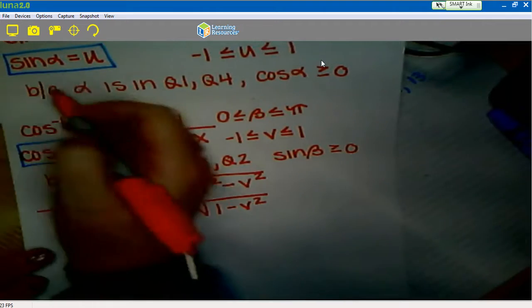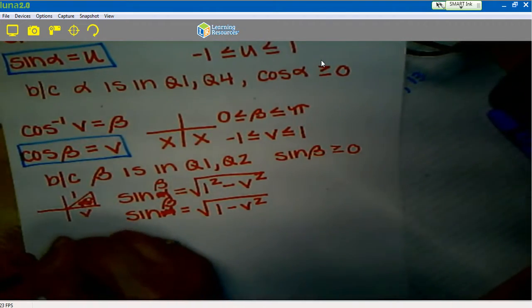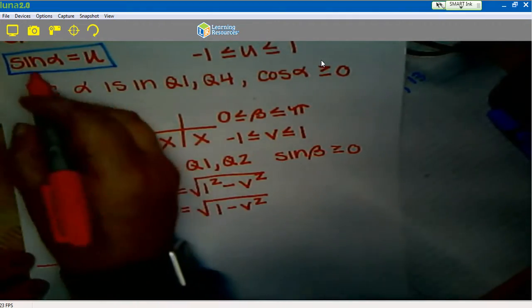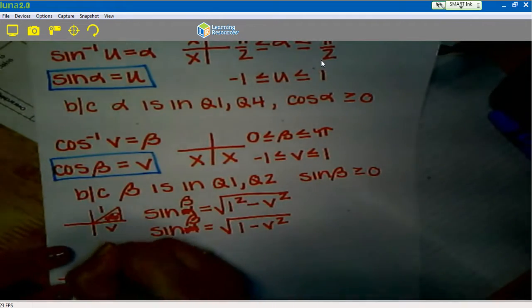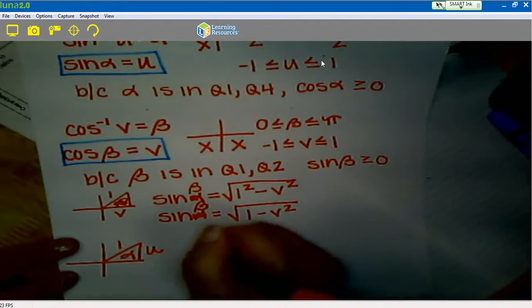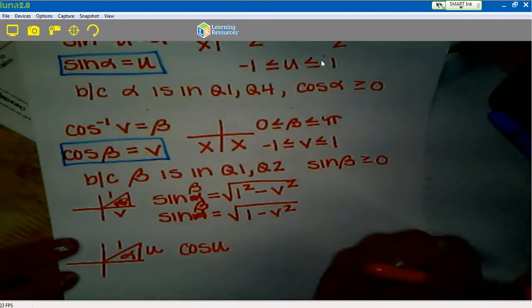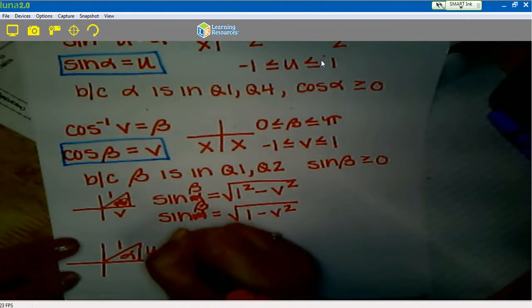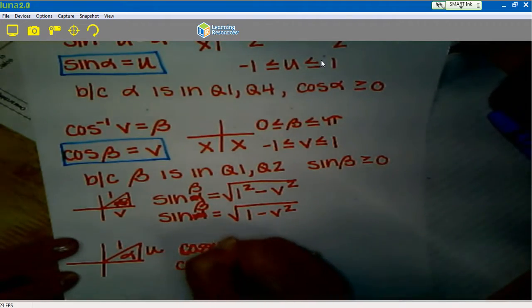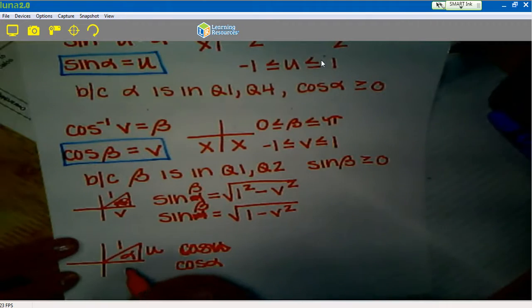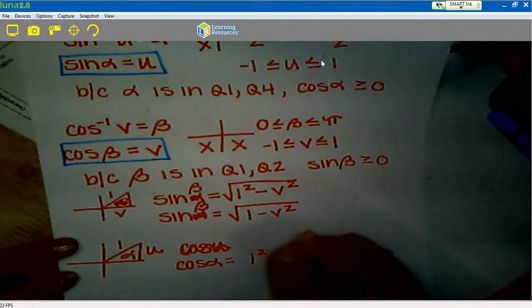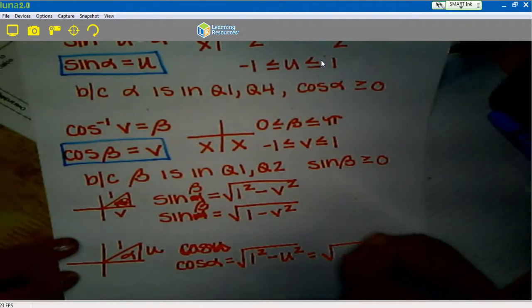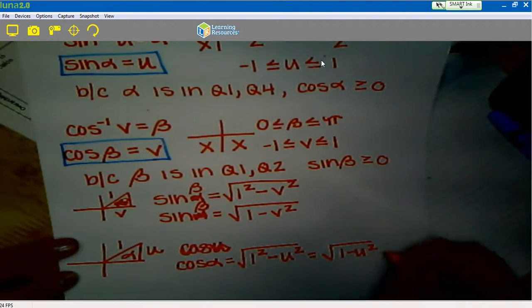Alright, let's take a look at the alpha triangle. For our alpha triangle, we know that sine of alpha is u. So that means the opposite side is u. The hypotenuse is 1. Question is, what's the cosine of u? Not the cosine of u. Oh my goodness gracious, too late. What is the cosine of alpha? Well, to get this base, we're going to take the hypotenuse squared minus the opposite squared and square root it. So cosine alpha is the square root of 1 minus u squared.